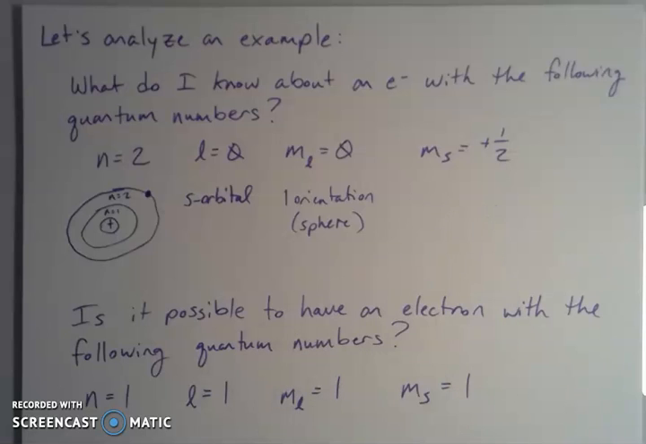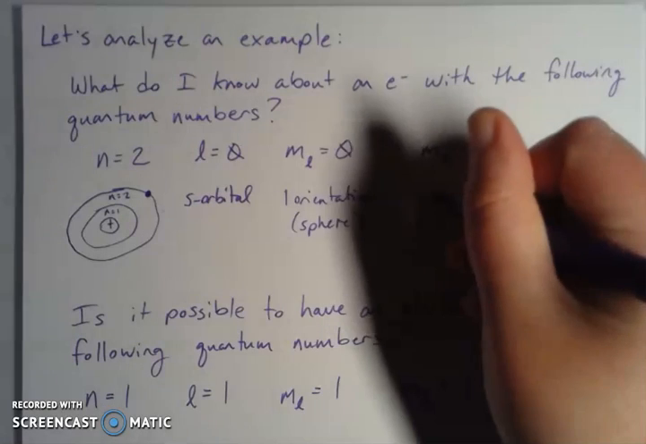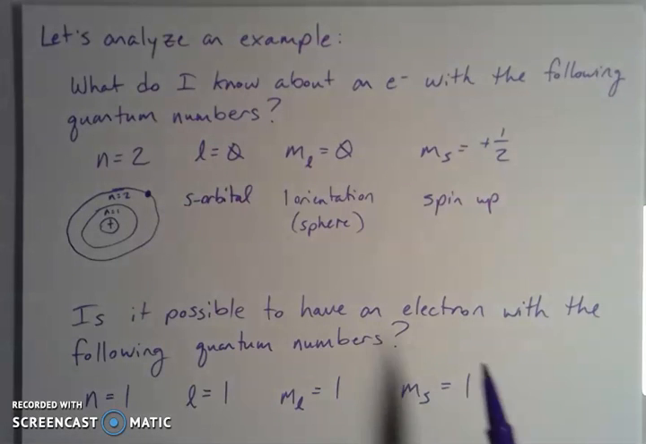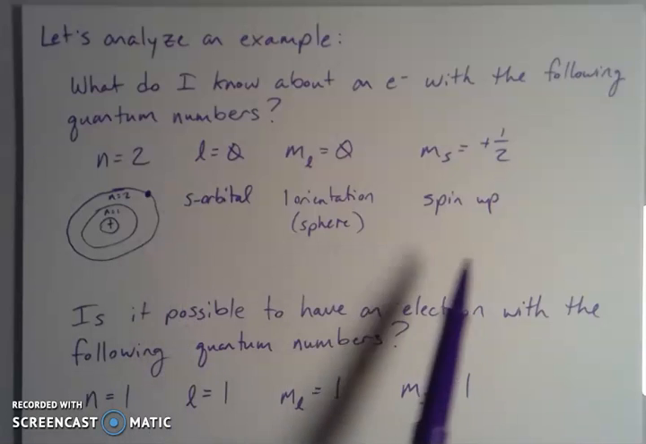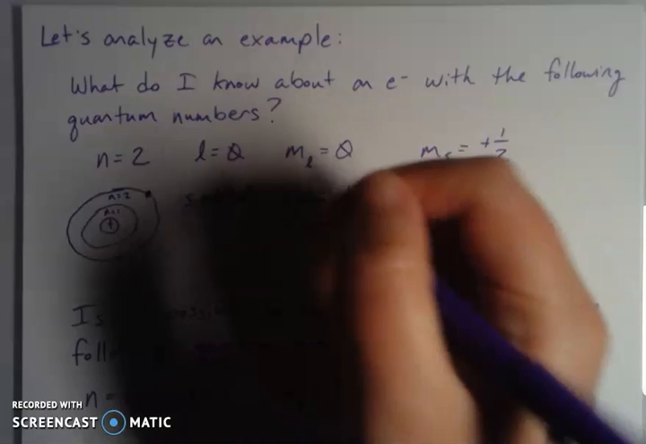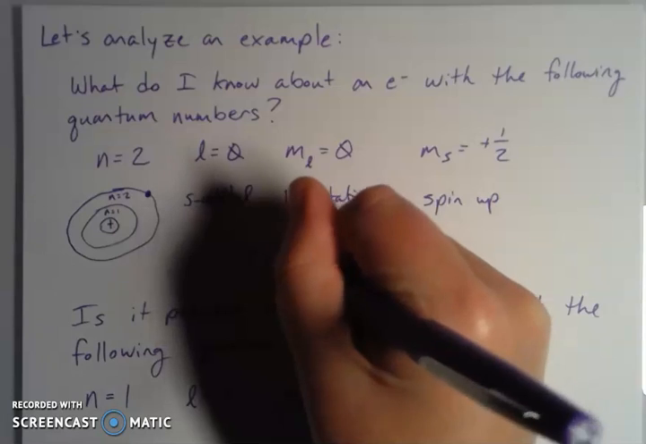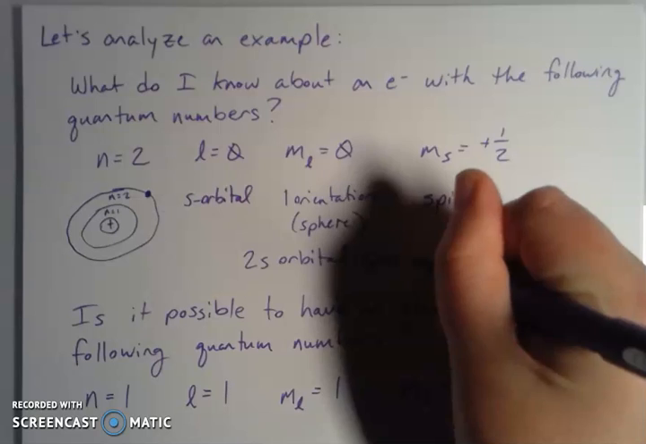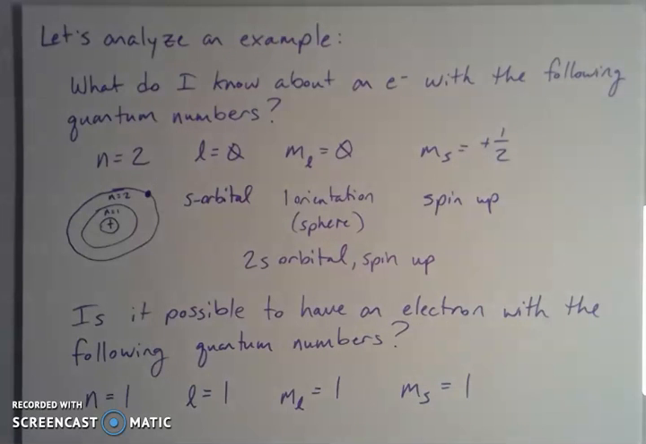The other thing we know about this electron is that it's +1/2, which means that it's spin up. So analyzing the information we're given here, I have an electron in the second shell. It's in an s orbital. It's a spin up electron, and there's only one orientation for that s orbital. It's a sphere. So we have this spin up electron in the 2s orbital. Okay, and that's the way that we'd say that, right? 2s orbital. Kind of the take-home message.